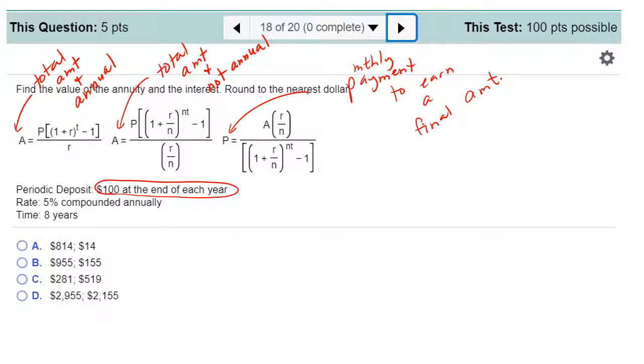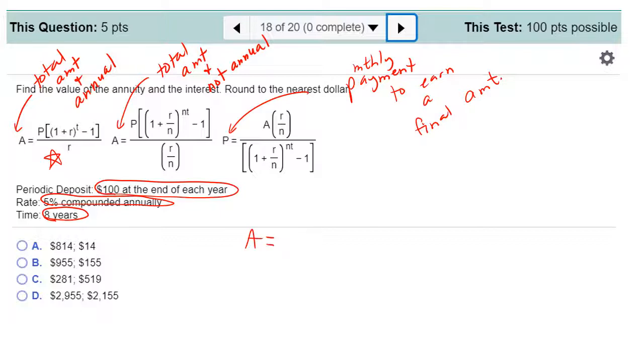The 5% is compounded annually, and the time is 8 years. So we know the payment, we know the rate is annual, and we know it's 8 years. So that means we can use this easiest formula. Now, let's go ahead and substitute in.